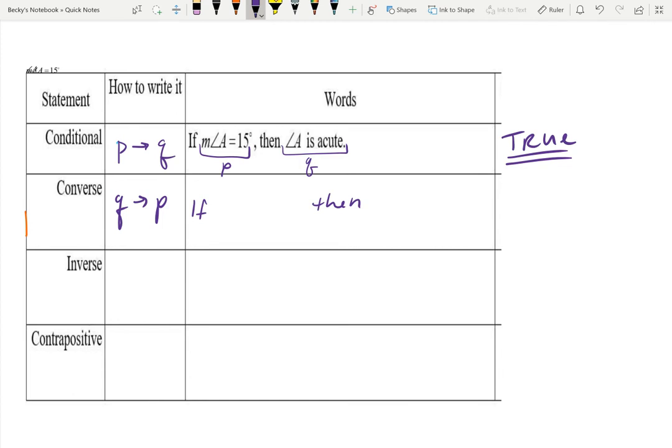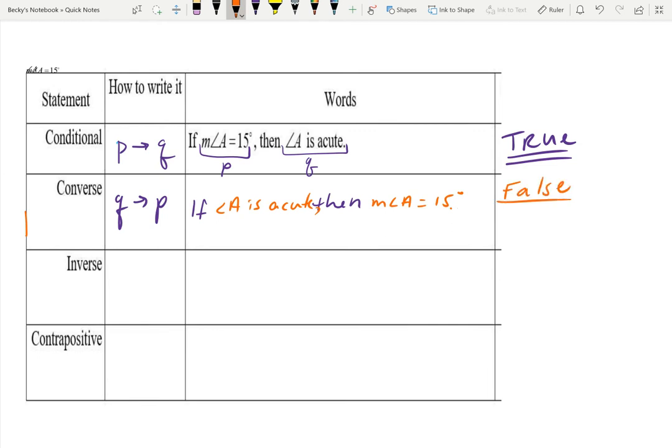So we're going to write if angle A is acute, then the measure of angle A is 15 degrees. Now, this is not always true. We have to read it and determine the truth value. So truth value means, is it true or is it false? If angle A is acute, then it measures 15 degrees. Is that always true? Is every single acute angle equal 15 degrees? And of course not. This is false.